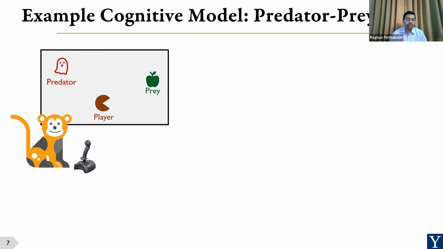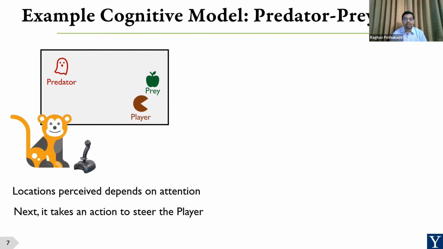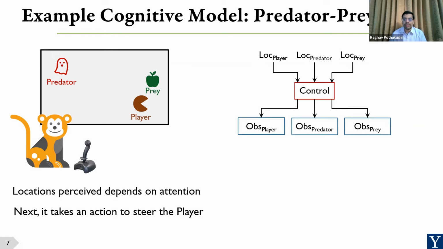Now, the accuracy with which the monkey perceives the location of these three entities depends on the attention that it allocates to each of them. Once it observes their locations, it takes an action to steer the player. This task is modeled in an environment like PsyNeuLink in the following manner. There are three inputs to the model, which are the exact locations of the three entities. The role of attention in shaping perception is modeled by the control node, which takes the three exact locations and produces the locations that would have been observed by the monkey.